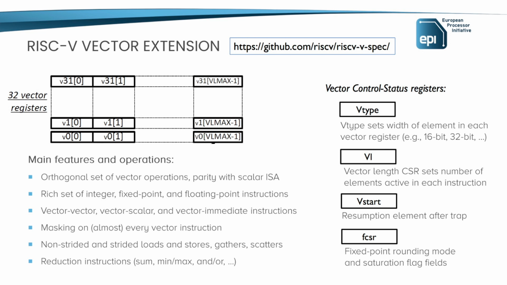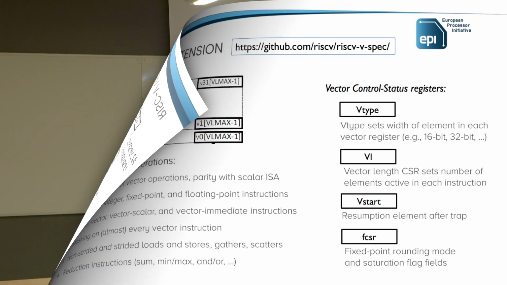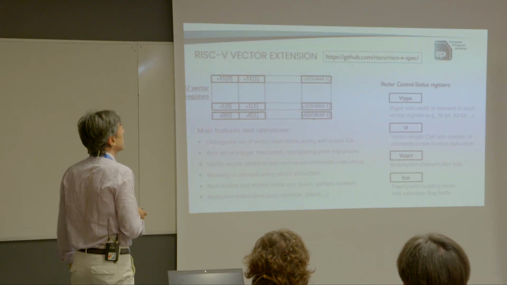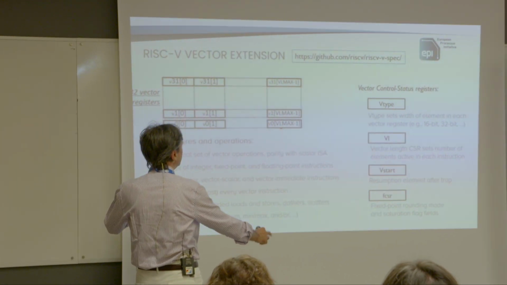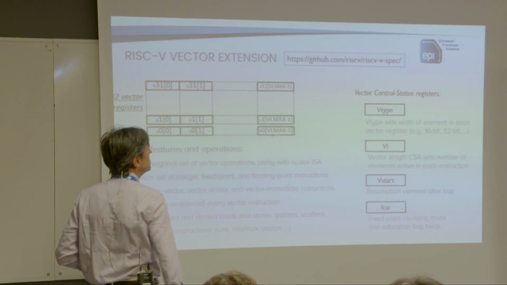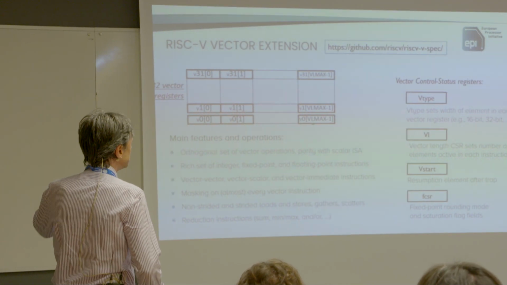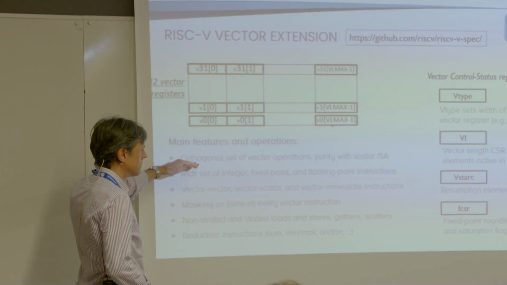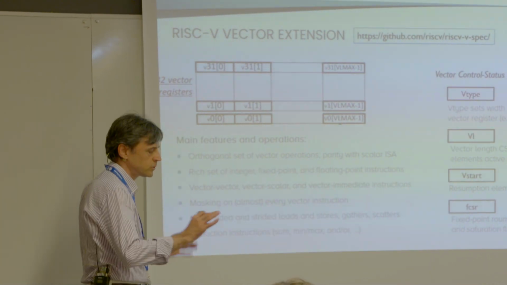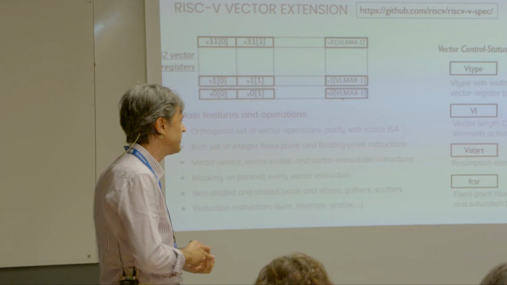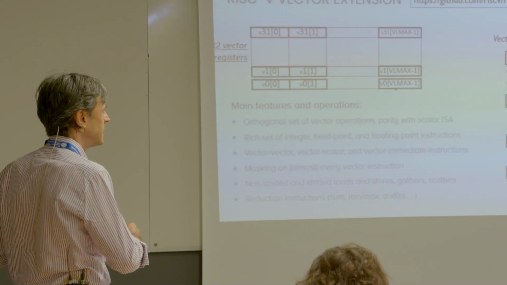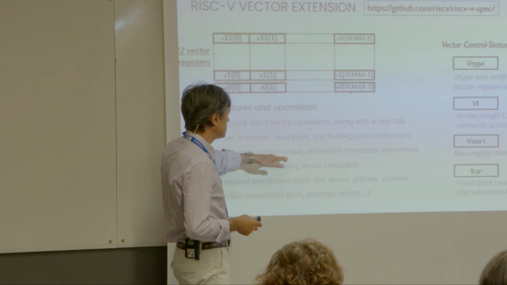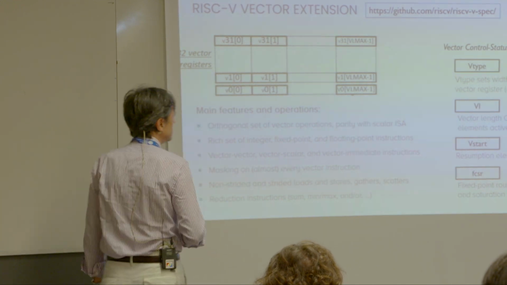RISC-V vector extension specifies 32 logical vector registers. Each of them has a length that is machine dependent. And we have several interesting features in this instruction set. Let's say a lot of operations, orthogonality between scalar and vector operations. More or less, you have the same operations available for vectors and scalar data. You have several possibilities of using vector-scalar and vector-immediate instructions.